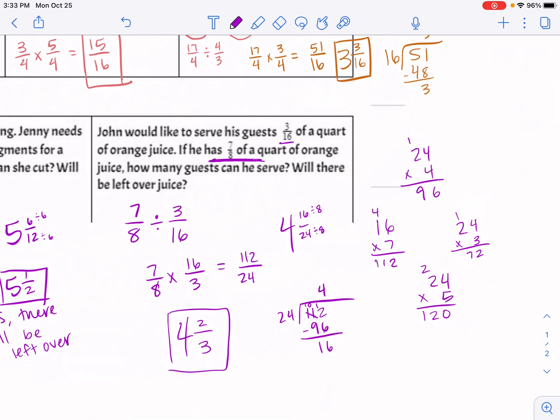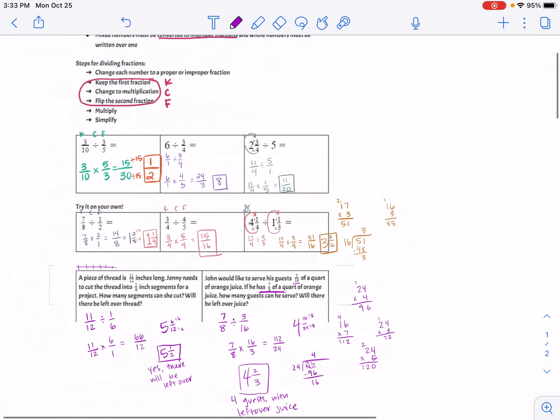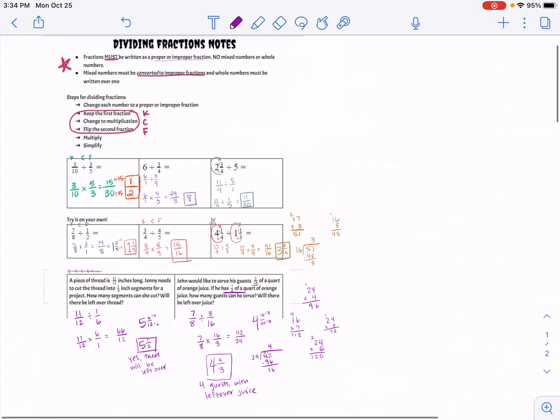So really he can only serve 4 guests, and there will be leftover juice. So 4 guests with leftover juice. All right, so please make sure you have all of those notes filled in, and then you'll have some practice on the next page.